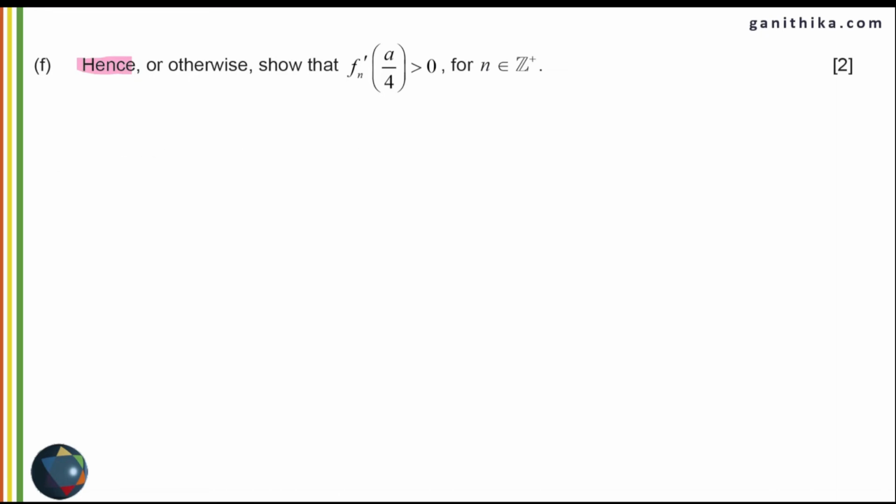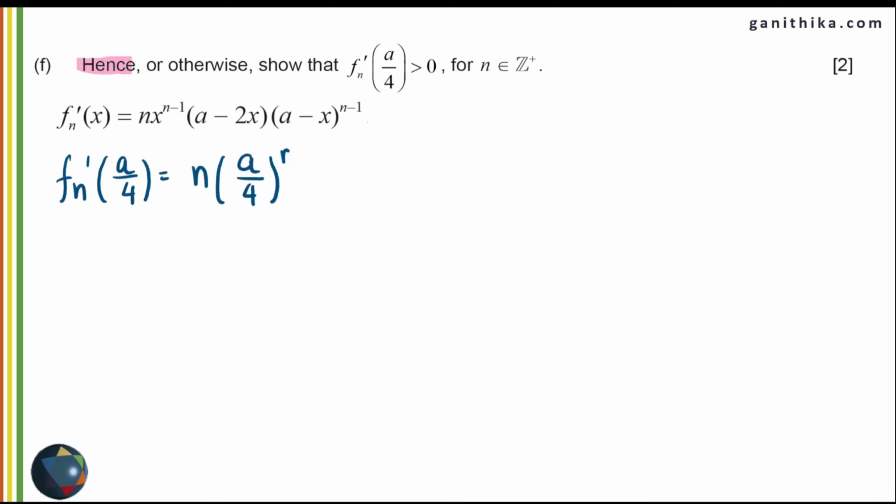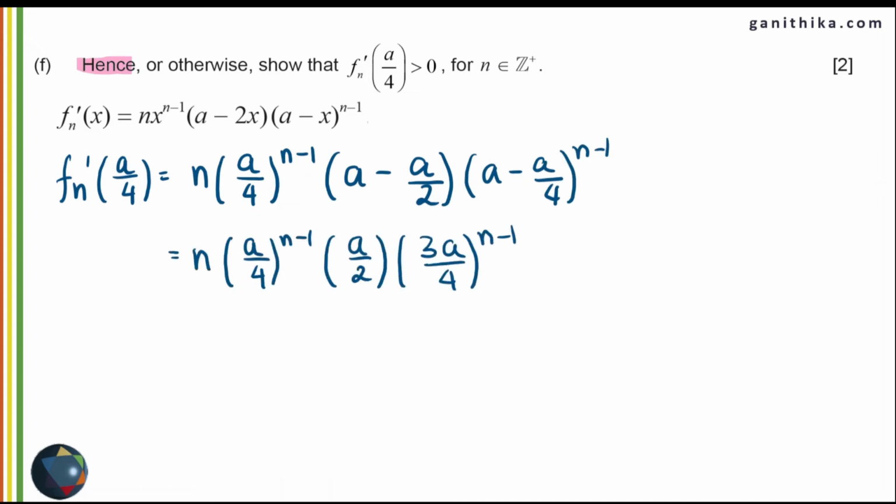For that, let's bring back the derivative function. You need to simply substitute x value as a over 4 and simplify this. As you did for fn of a over 2, you also have to show that this is positive for positive real values of a and positive integers of n. So this is only for 2 marks, shouldn't take more than a minute for this. Once you substitute the values of a over 4 for x, you will get the expression like this. You don't have to simplify this further. You have to just show that this is positive.